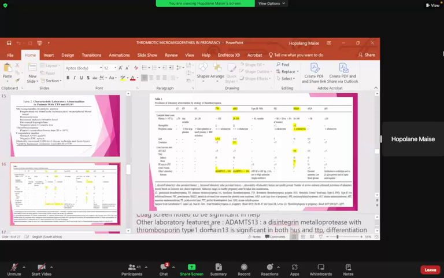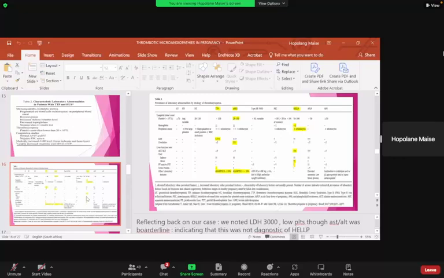Other laboratory features include ADAMTS13, A Disintegrin And Metalloprotease with Thrombospondin type 1 motif 13, which is significant in both HUS and TTP. To differentiate between the two, we look at the value. If it's less than or equal to 10%, it's more likely to be TTP, and more than 10% makes it more likely to be HUS. So reflecting back on our case, we noted the LDH of 3,000 and the low platelets, though AST and ALT were borderline, indicating that it was not diagnostic of HELLP.